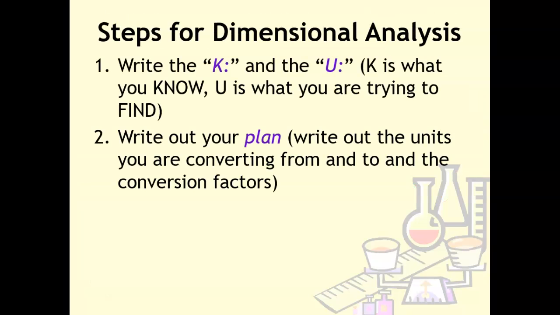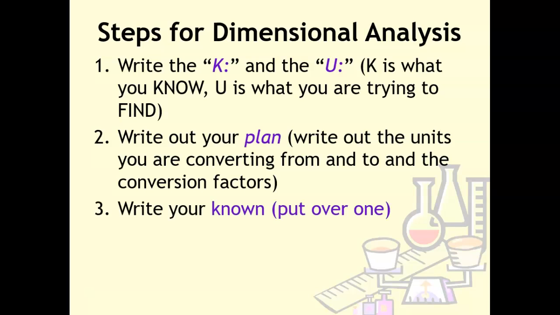Or actually, let's go through this. I'm sorry, I forgot. This goes first. When we're doing dimensional analysis, you write the K, which is the known value, and the U, the unknown value, which we'll start talking a little bit more about later on. But you write out a plan. Write out the units you are converting from to the units you're converting to, and the conversion factors. Okay. So write your known, put it over 1.